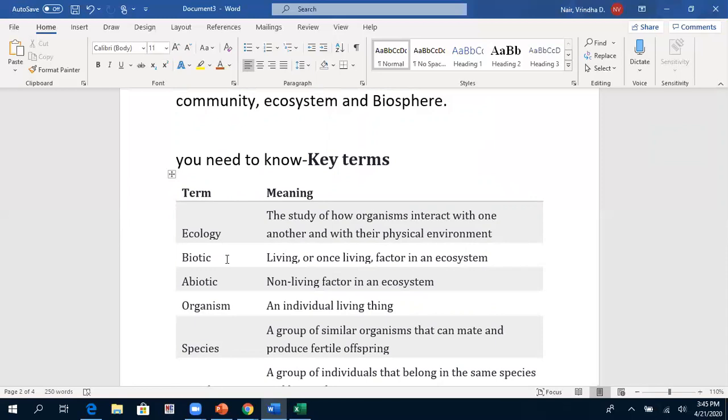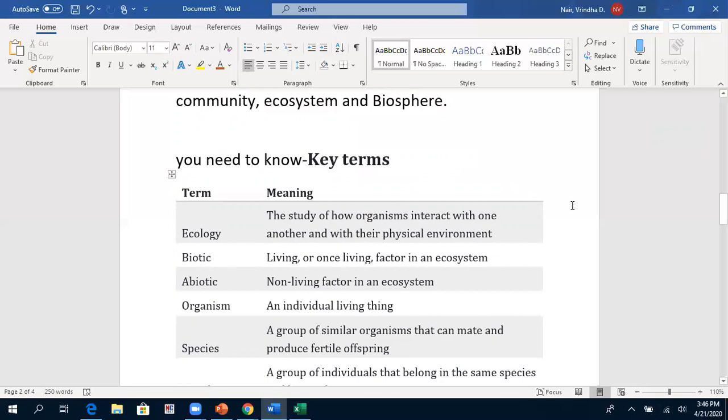Now, abiotic are things that are not living, from the sun to plastic to, let's say, a fan. They all are abiotic factors. Rocks, climate, temperature, heat, they're all abiotic factors. Rain, water, right? Now, organism. What is an organism? Any individual that is a living thing is called an organism.